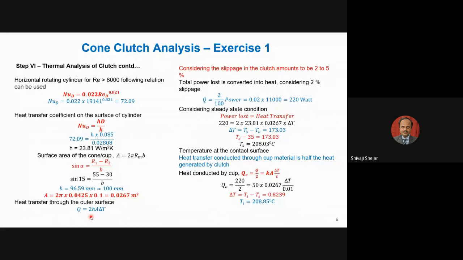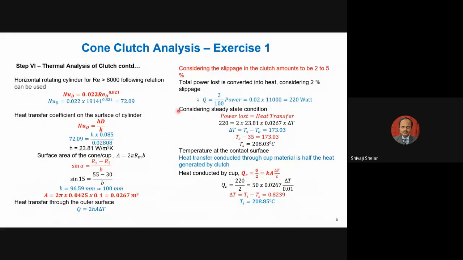But there is a small amount of slip happening in the clutch. So whenever there is a slip, the power will not get entirely transmitted. Some portion of that power will be converted into friction, and this friction will be converted into heat. So we are assuming whatever power loss takes place is converted into the total heat here.